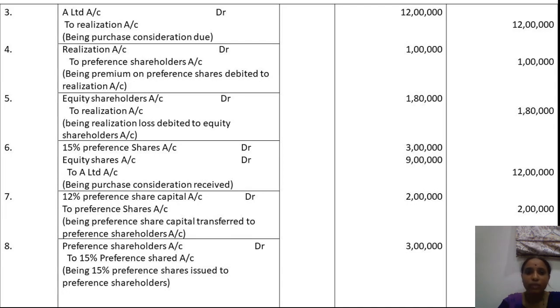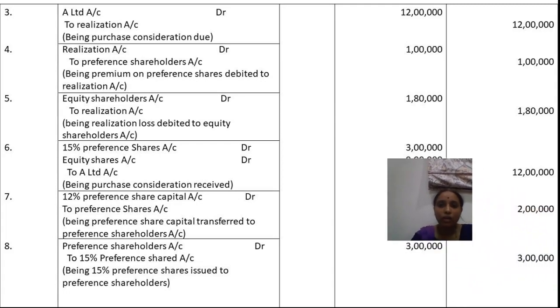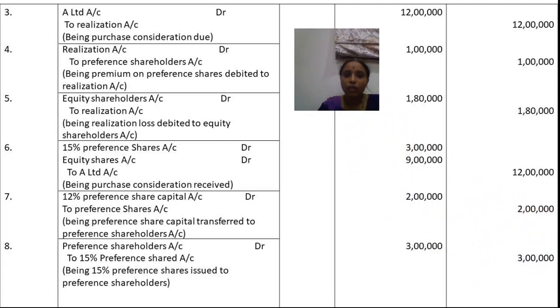Then 15% preference shares account debtor 3 lakh, equity shares account debtor 9 lakh, to A Company Limited account 12 lakh, being purchase consideration received. Then next is being preference shares capital transferred to preference shareholders account: 12% preference share capital account debtor 2 lakh, to preference shareholders account 2 lakh, being preference share capital transferred to preference shareholders account.